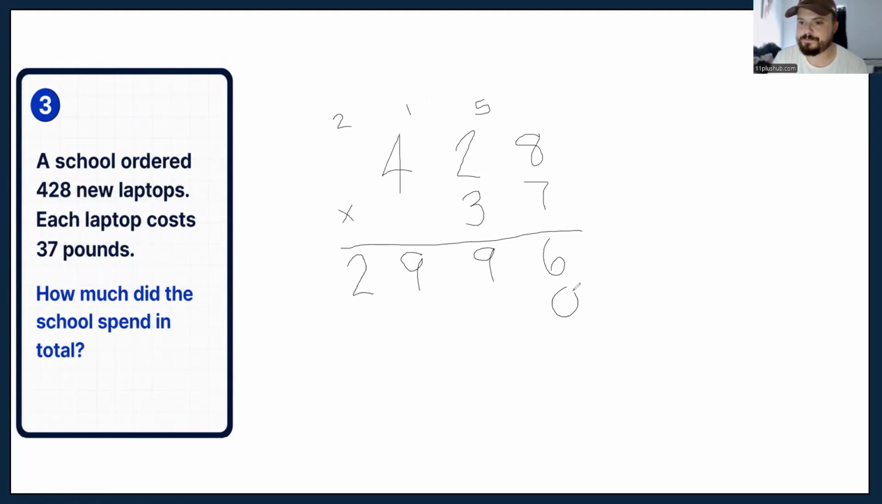Then we add a placeholder. 3 multiplied by 8 is 24. So 4 goes underneath. 2 gets carried over. 3 times 2 is 6. Add the 2 that we carried over is 8.